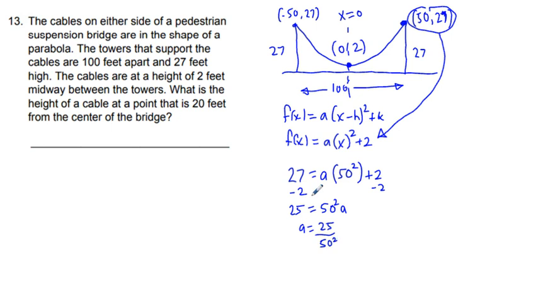Now we can use our equation. I'm going to work over to the left now. We're going to say f of x equals 25 over 50 squared times x squared plus 2. Now we want to find the height of a cable point that is 20 feet from the center of the bridge. So we can go 20 feet to the right here, and that's going to be an x value of 20. We don't know where the point is yet, but 20 is our input value. So f of 20 is equal to 25 over 50 squared times 20 squared plus 2. And we can put all this in our calculator.